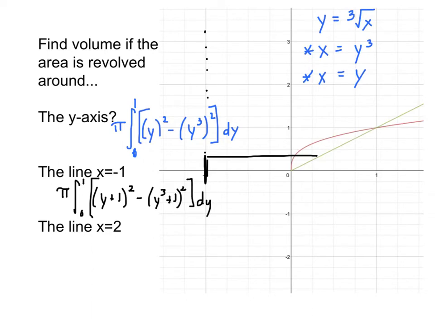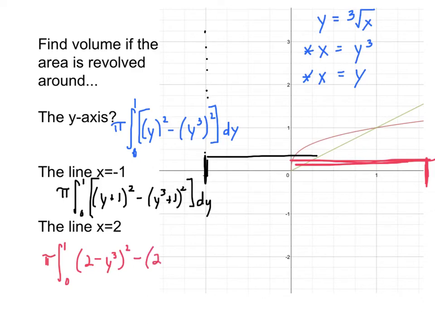Okay. And if I were revolving around the line x equals 2, that would be over here somewhere. So now, kind of similar to before, you say 2 is the distance from the axis to the line, so I've got to subtract off the function. So it's going to be pi, 0 to 1. We're going to have 2 minus y, the y cubed this time creates the big radius, minus 2 minus y, squared, like that. Okay. These are kind of all the big revolutions.